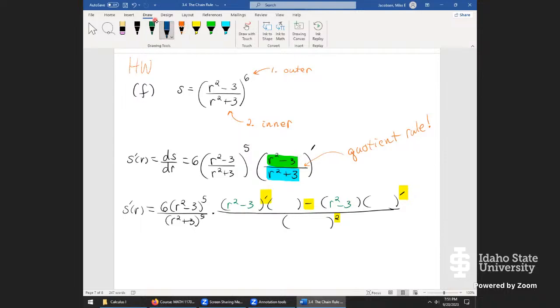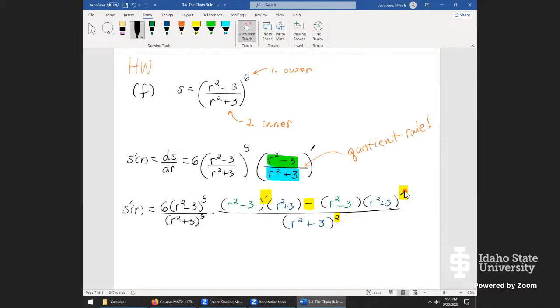Then all the remaining positions is the bottom function, r squared plus 3. One last spot, r squared plus 3. And that's our full setup for a quotient rule on this thing. All we need to do is calculate this derivative, and then most of the work right after that is just algebra, trying to simplify what we've got.